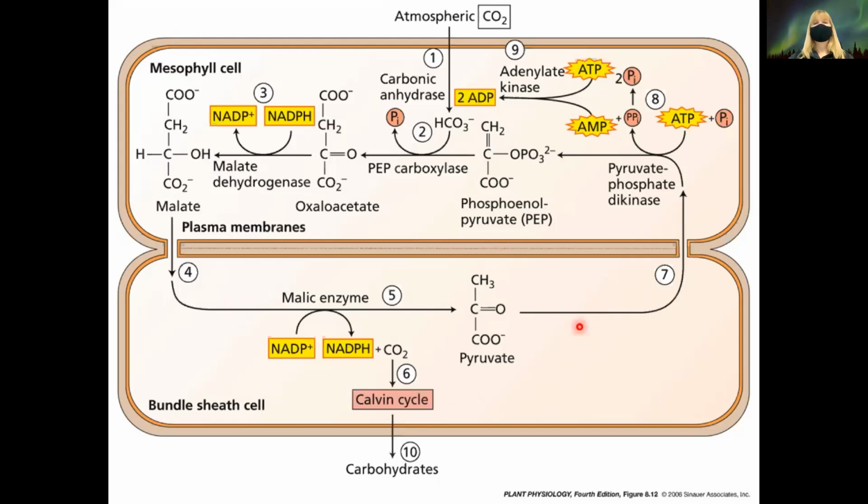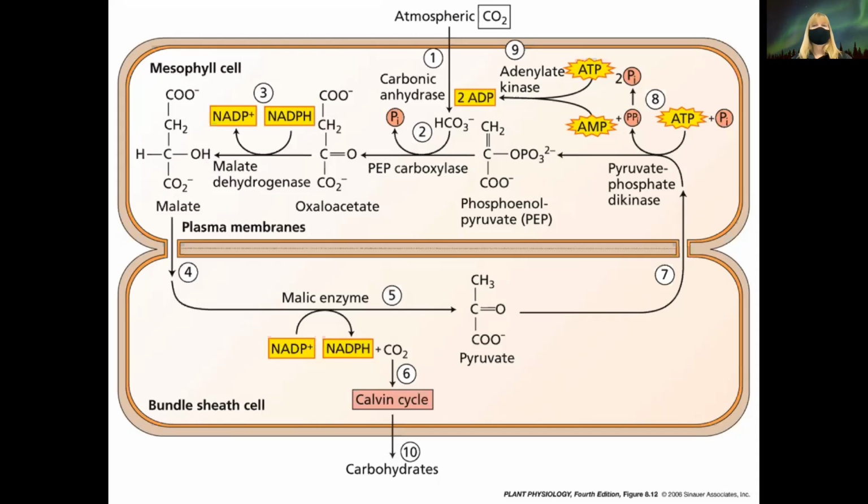So pyruvate will shift back into the mesophyll cell, and then here you finally see, okay, now we have to expend some energy to do this last step of taking pyruvate and forming phosphoenolpyruvate off of that. So there's a cost to this C4 cycle. There's a definite cost. However, the benefits must outweigh the costs because there are many C4 plants when you look at plants that are native to tropical and subtropical areas. So it must be worth it.